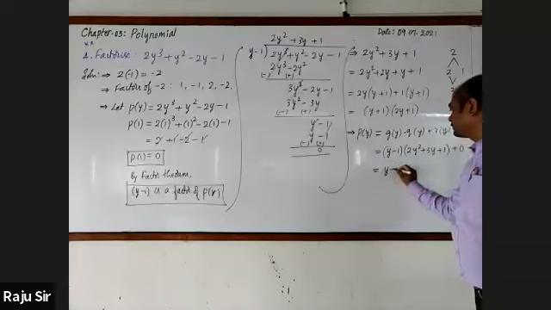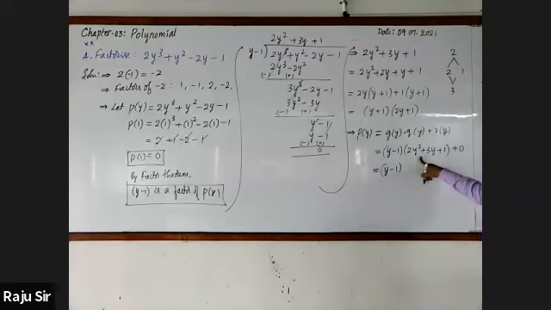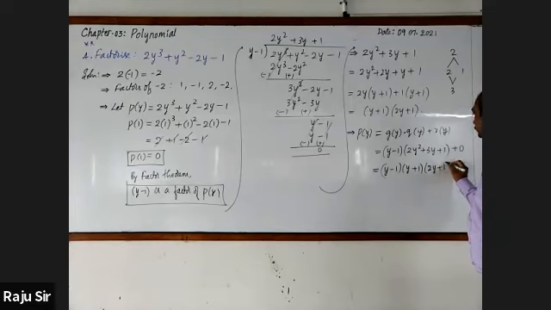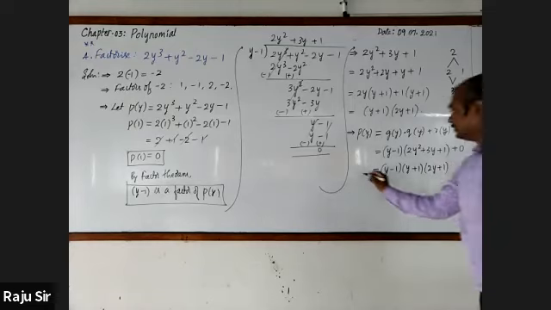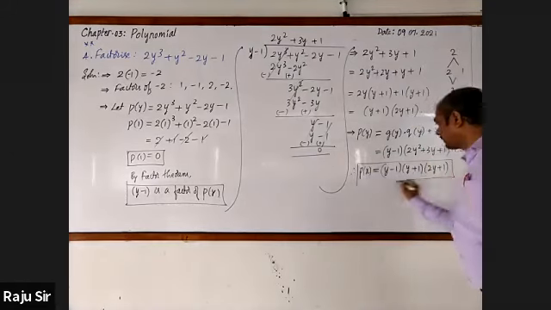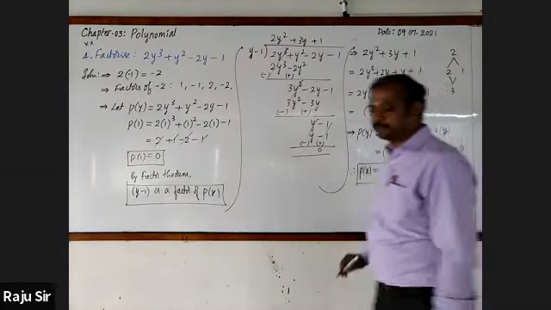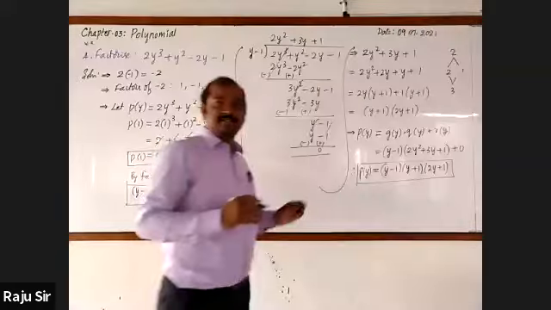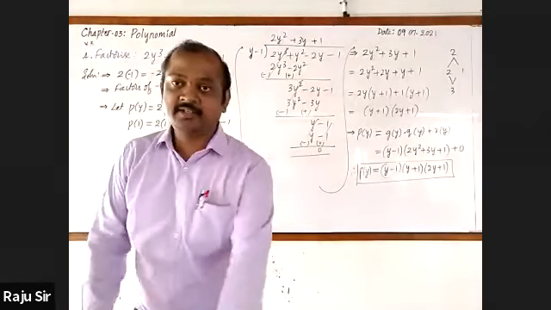Right, y minus 1. We have factorized 2y square plus 3y plus 1. It is y plus 1 into 2y plus 1. So this is the factorization of P of y, because we have practiced writing the variable x always.